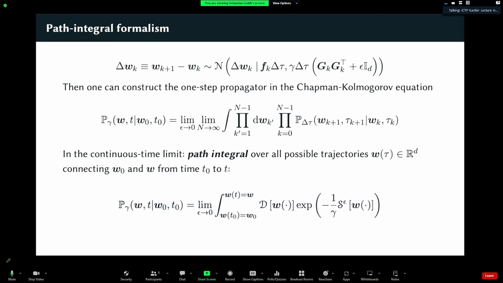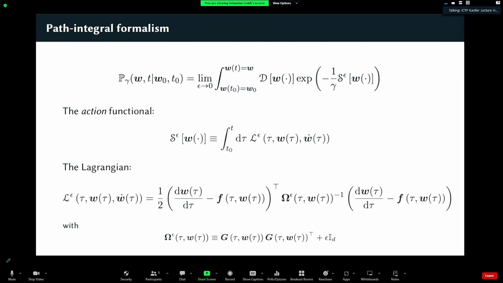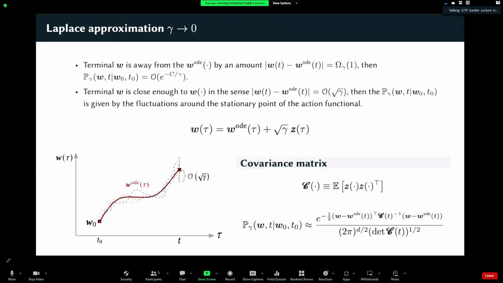So then we construct the Chapman-Kolmogorov equation, the transition probabilities, like people usually do. And in continuous time, this converges to a path integral over all possible trajectories connecting W0 and W. And then we have this action function and the Lagrangian defined in this context. And then we do a saddle point approximation, a Laplace approximation, for gamma, which is the learning rate in the learning context. Sorry, I should have said.